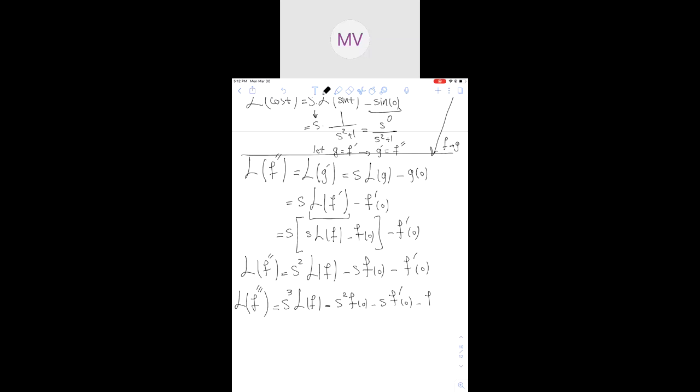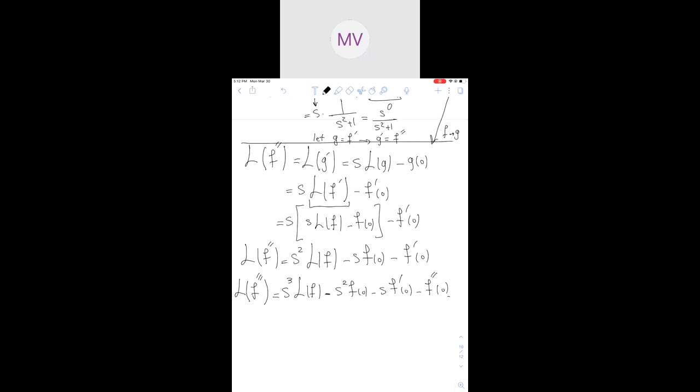And there's one last term. What is that one? F double prime at 0. So I can see the powers of s are dying. Eventually you get the order of derivative, which is one less than the original function's order of derivative, but all evaluated at 0, right? Let's write down the next one.